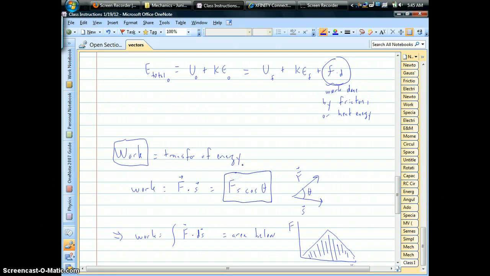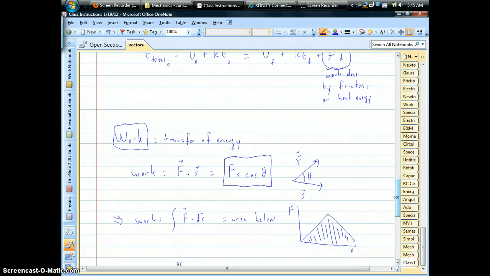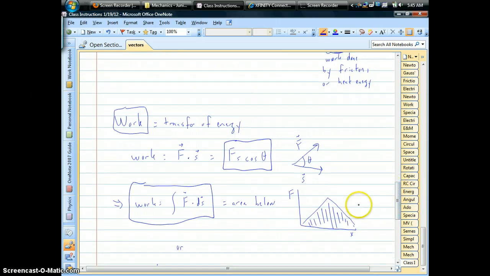Force times the distance you go times the cosine of the angle between the two. Here we jazzed it up just a tad. We say it's the integral of force times displacement. And this version, which is on your cheat sheet, allows us to work with any kind of force, including non-constant forces, which in the past you may have been restricted from doing.